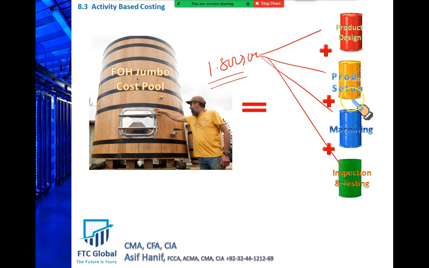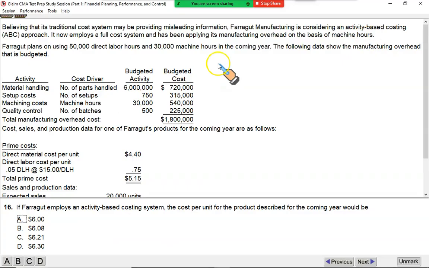Each activity cost pool will have a driver. For example, here the material handling cost pool, all the costs related to material handling, is going to be 720,000 budgeted cost. This cost pool is driven by number of parts handled. If a product has more parts, there will be more handling costs. If a product has fewer parts, it will have less handling cost.